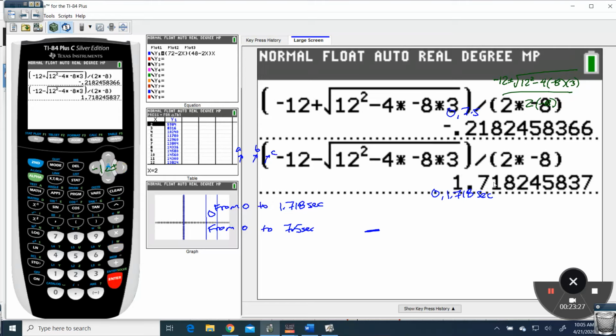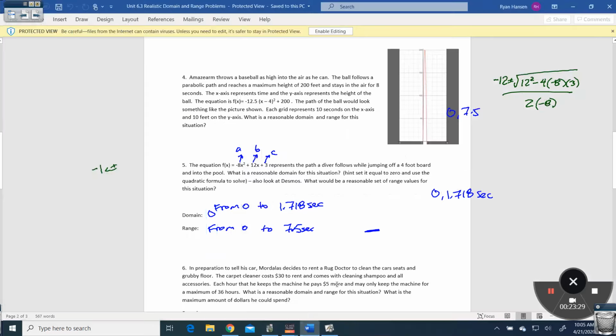And it crosses at 1.718. So looking at this, 1.718, so my domain is from 0 to 1.718. So that's what we're looking for on that.